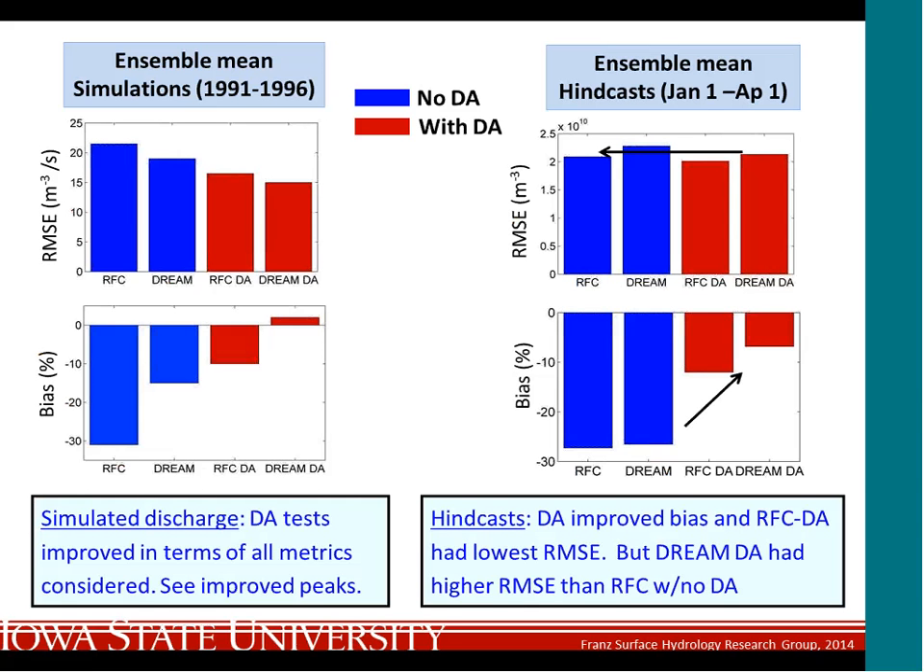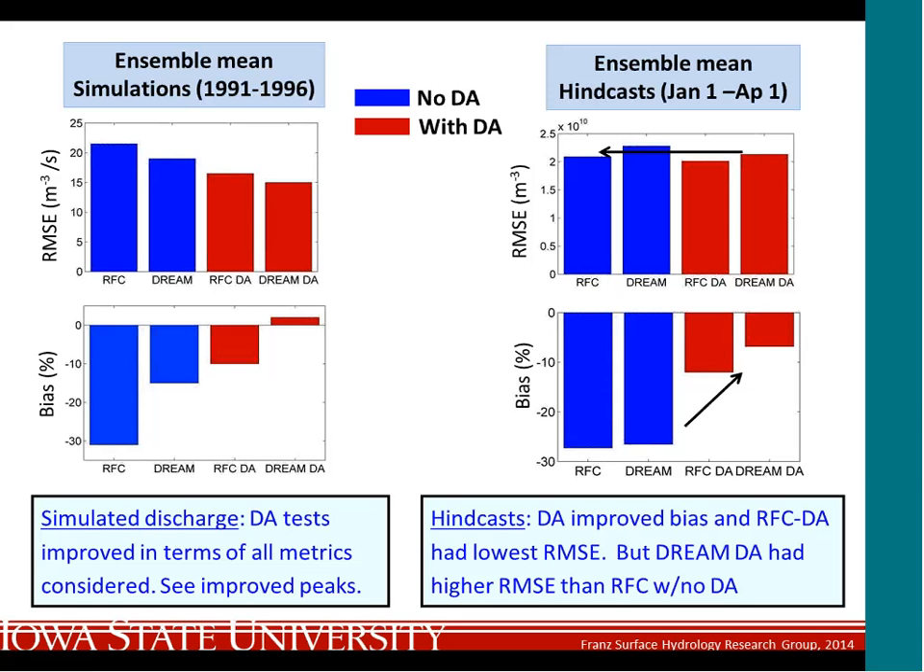So moving on to the results, the left-hand side shows the results from just applying the data assimilation and analyzing the simulations of discharge. In all of my slides, I'm going to show the non-DA as blue and the results with DA as red. So the idea here is looking at the difference between the blue and the red. Just looking at the simulations, we have root mean square error on the top and bias at the bottom. And we can see that we definitely had improvement in our simulated discharge through the use of DA. And that occurred regardless of the types of parameters that we used.